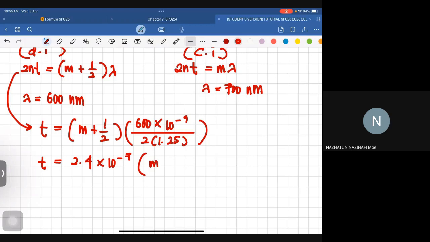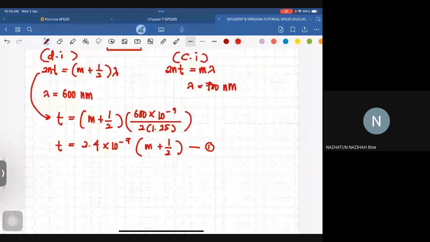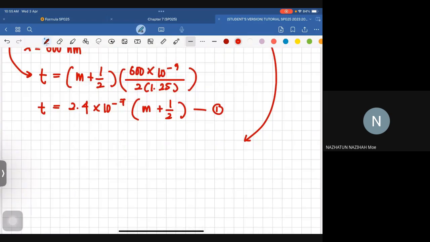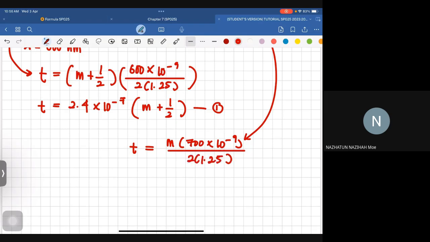Okay, so m plus half. Kalau saya suggest terus substitute as m lah. Saya pun tak tahulah kenapa ni buku ni. Dia mau juga guna thickness dulu. Cari m dulu. Maybe dia mau bagi kamu berfikir panjang sikit kali. Okay, so dari sini kita buat pula yang ini. This is m 700 negative 9 divide by 2 1.25.